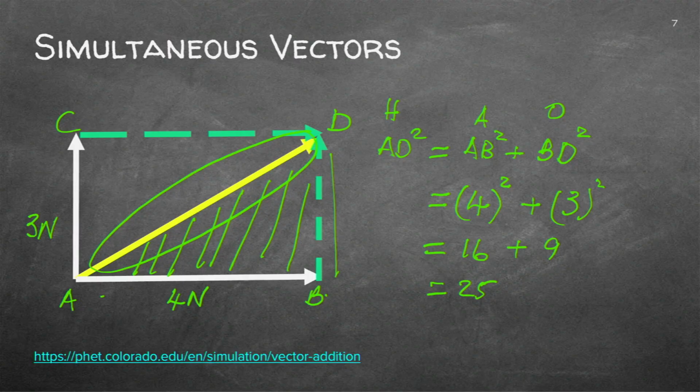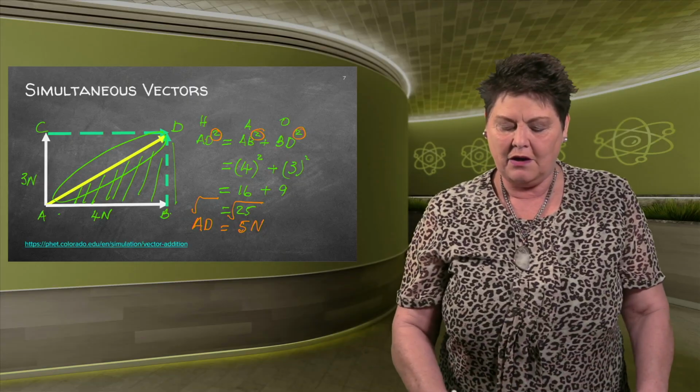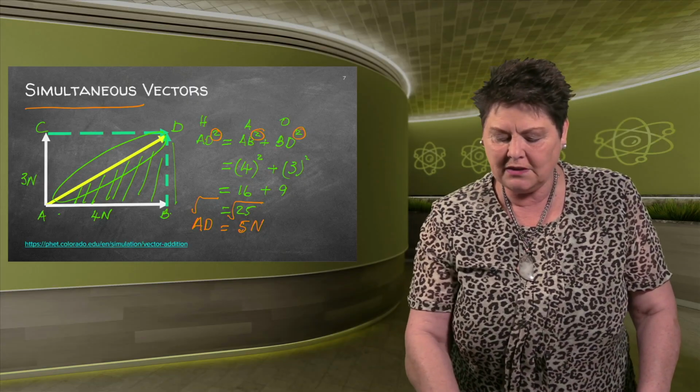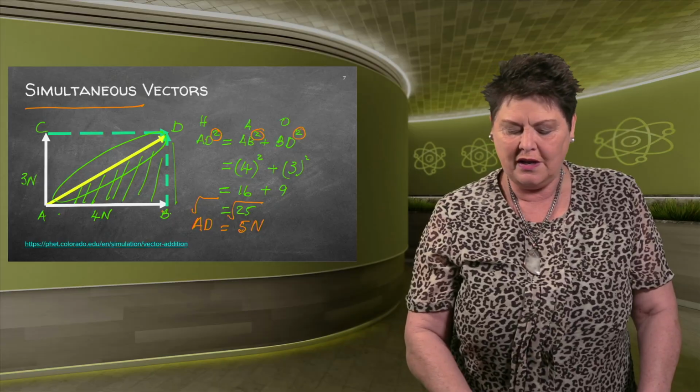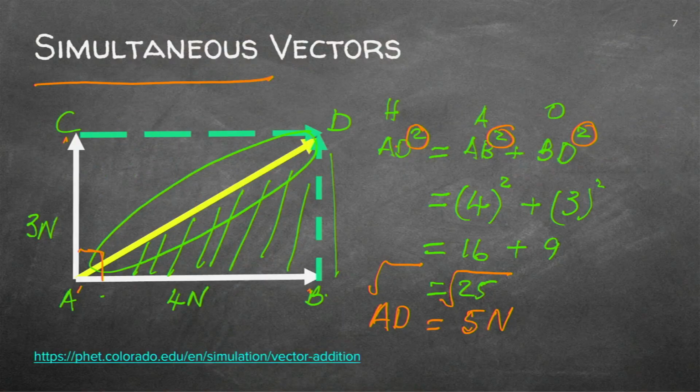That's not the answer. Remember, you had square in your equation. That square there. Now I've got to find only AD, and to find AD from AD square, you know you've got to find the square root. So the square root of 25 will be 5 Newton. So what we did now is determine the resultant of two simultaneous vectors, 4 Newton and 3 Newton, at a right angle, and we determined that to be 5 Newton.